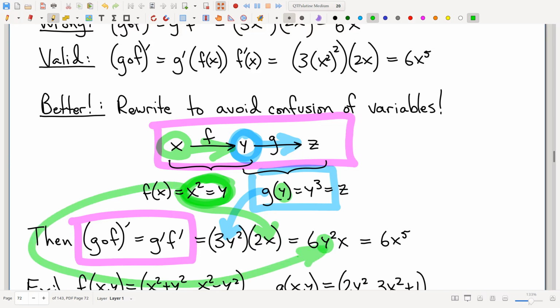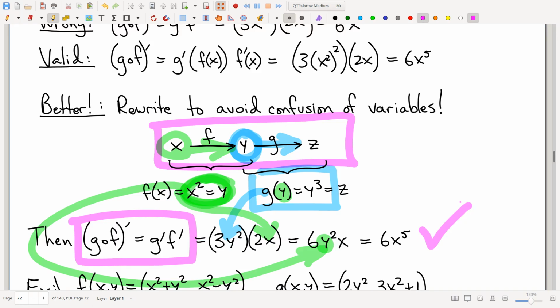Plug in x squared where y is. I mean, I didn't have to remember it. I'm just following the instructions of how I've agreed that this problem naturally should be set up anyway. I didn't have to remember anything. The notation did it for me, and we get the right answer. So, I think this is how they ought to do single variable chain rule.